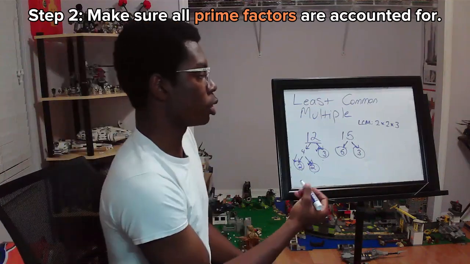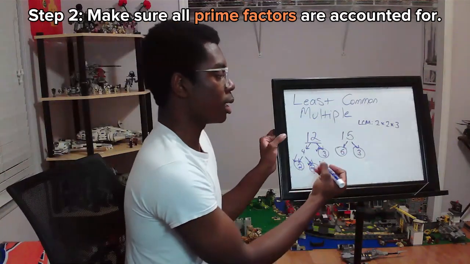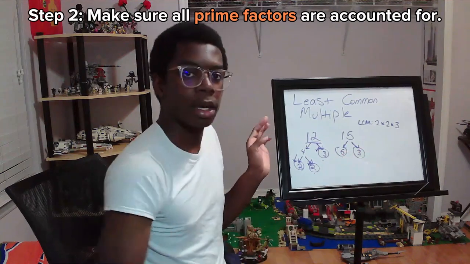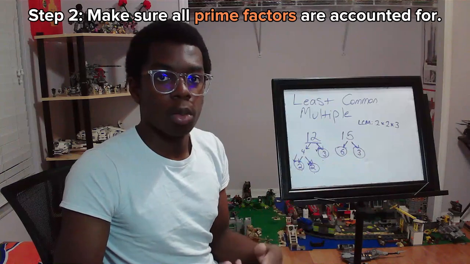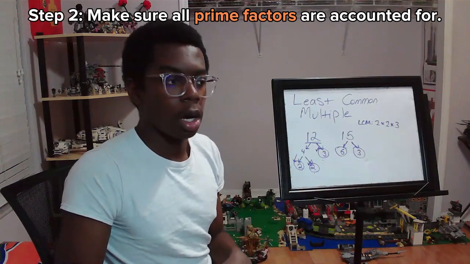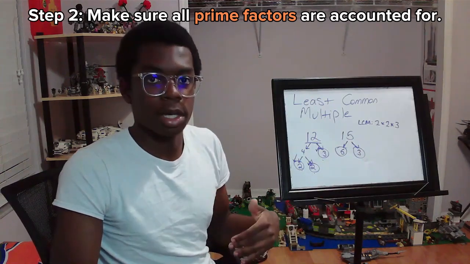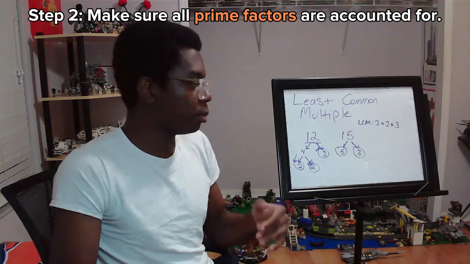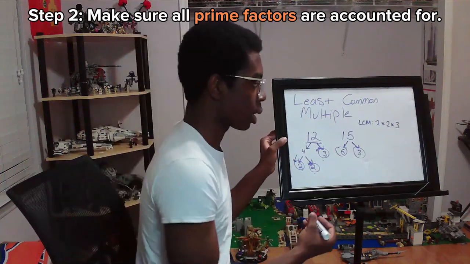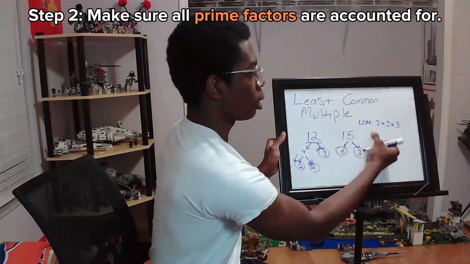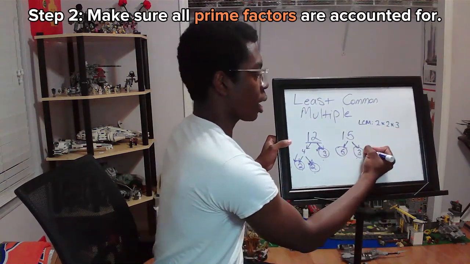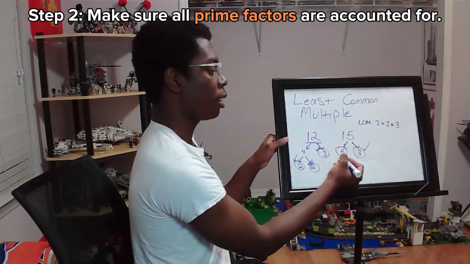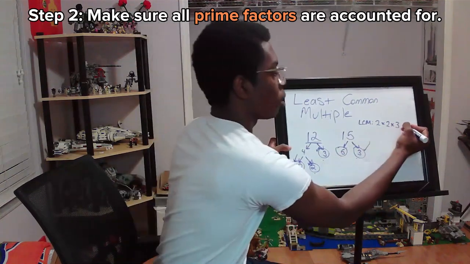Now let's go over to 15. It needs a 5 and a 3 to be the prime factors in the number for it to be considered a multiple of 15. So let's check. Do we have a 3? Well, it turns out we already do have one 3. So that's already accounted for. Do we have a 5? No, we don't. So we need to multiply in a 5.